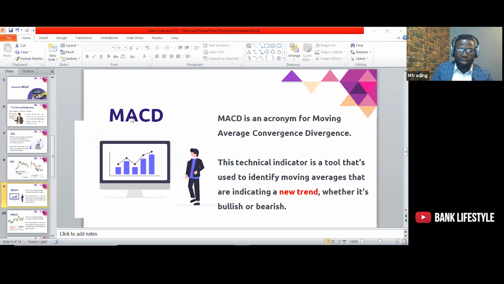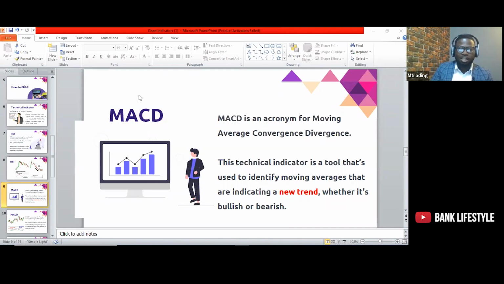So the next one is the MACD. The MACD is the acronym of Moving Average Convergence Divergence. If you see MA in the market, it means moving average. And we have a lot of moving averages in the market. We have the exponential moving average, moving average convergence divergence, and we also have the simple moving average, among many others.